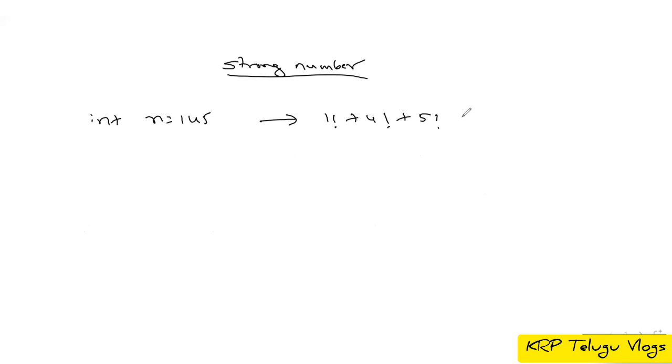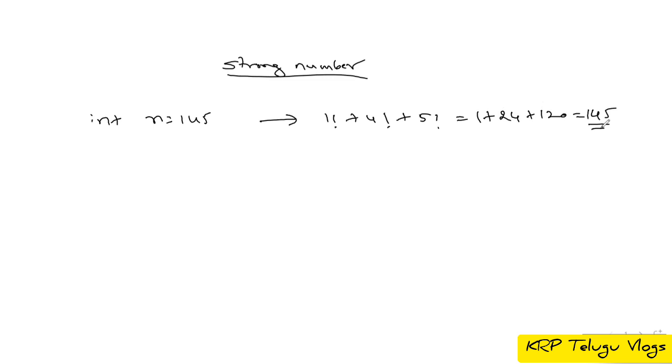Okay. So now we will see strong number. How can we find out whether the given number is strong or not? For example, int n is equal to 145. 1 factorial plus 4 factorial plus 5 factorial. So what is this value? 1 factorial is 1, 4 factorial is 24, plus 5 factorial is 120. So what is this value?